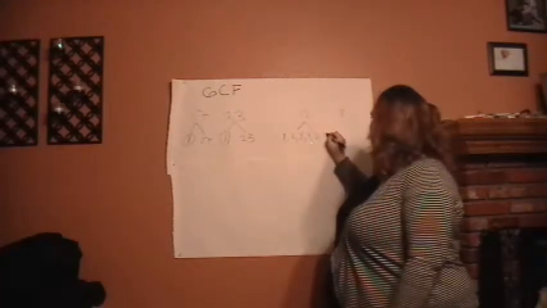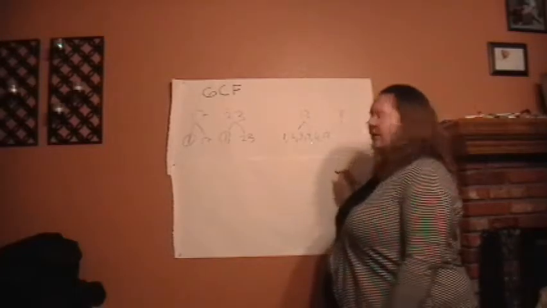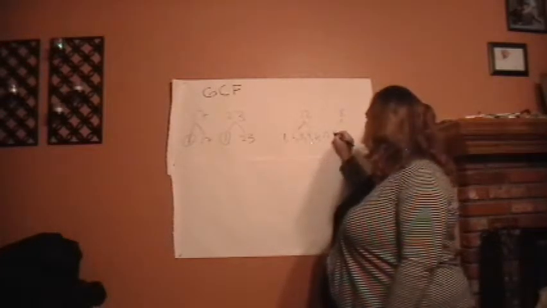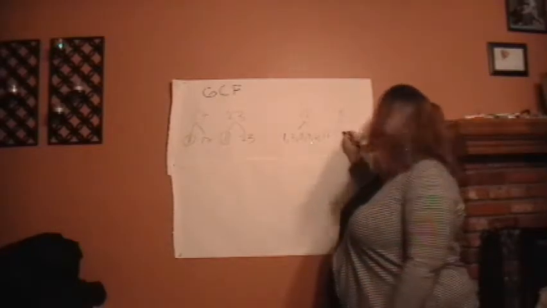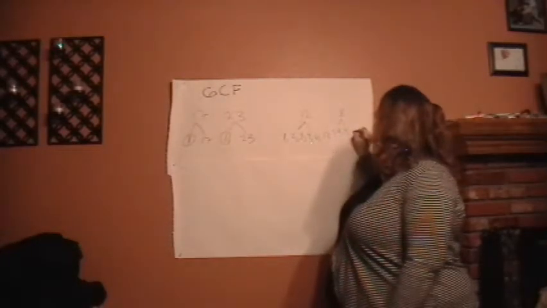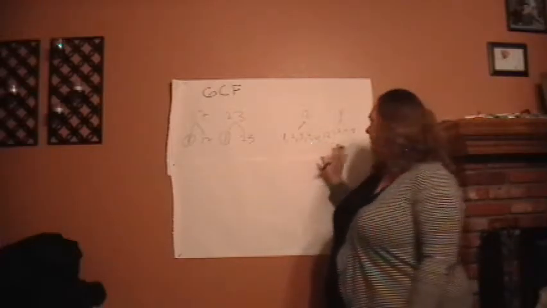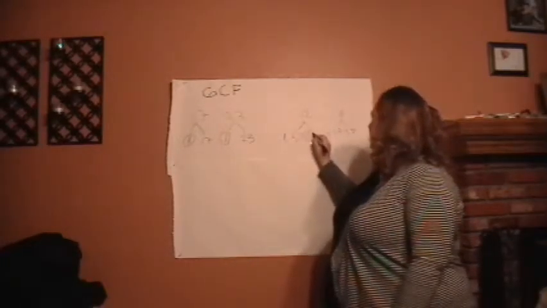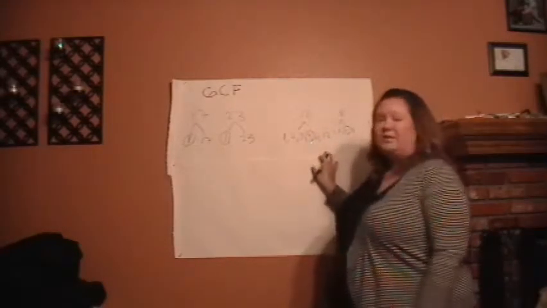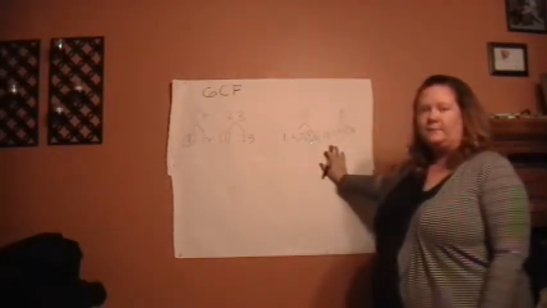6 and 12. Okay, let's factor out 8. 1, 2, 3. No. How about 4? And 8. So what do these numbers have in common? What do their factors have in common? Their greatest common factor is 4. So the GCF of these numbers would be 4.